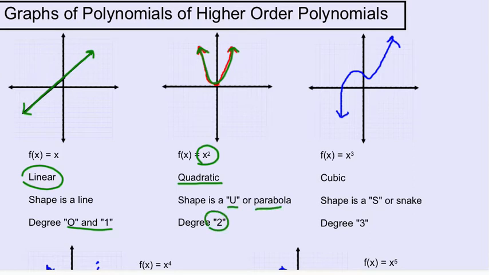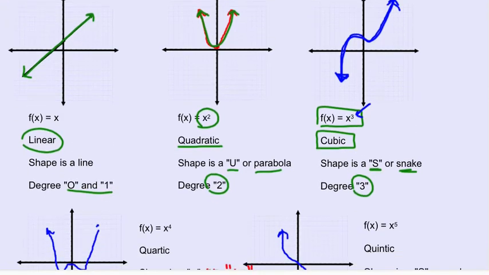Now here on is what I do want you to write down. When you have a function that is f of x equals x cubed, we call this a cubic. Its shape is a snake or an S, and the degree is a 3. Where that degree comes from is the highest term's exponent in the polynomial, so that's a cubic. And here's what an example would look like. The shape is a snake. So you should write that down, the third example here.